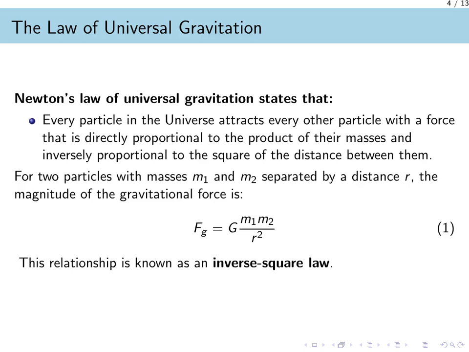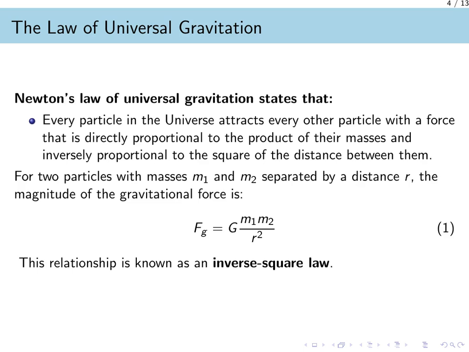The law has two main parts. First, the force is directly proportional to the product of the two masses, which we can call m1 and m2. This means that if you increase the mass of either object, the gravitational force between them increases. Second, the force is inversely proportional to the square of the distance, r, between their centers. This means the force gets weaker as the objects move apart, and it does so very rapidly.